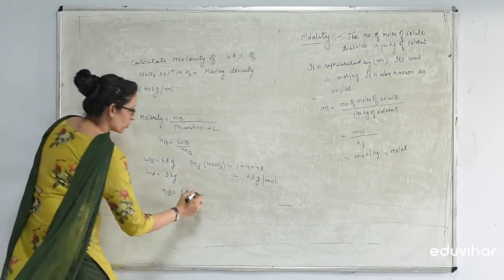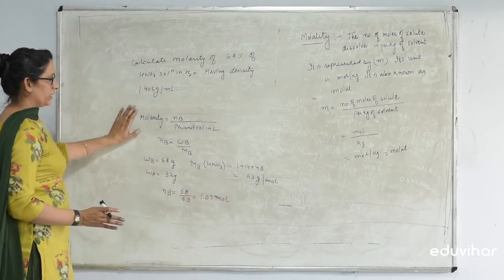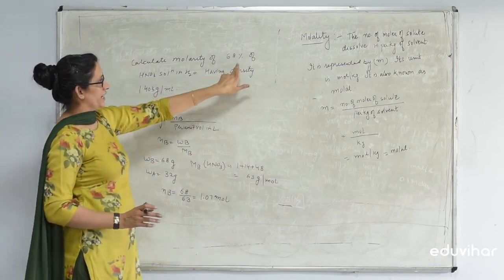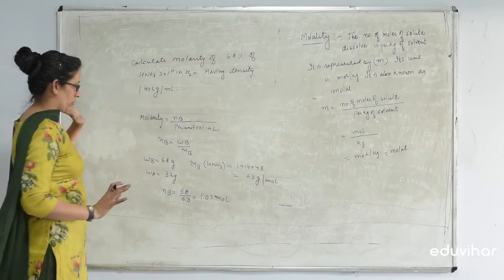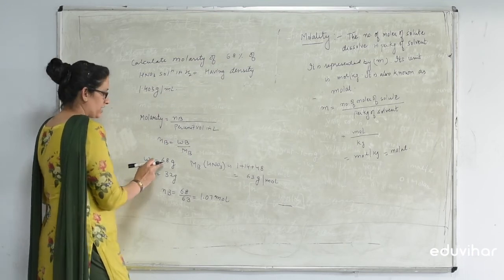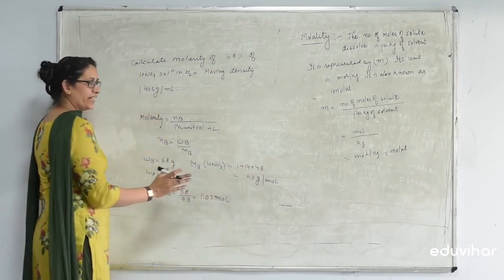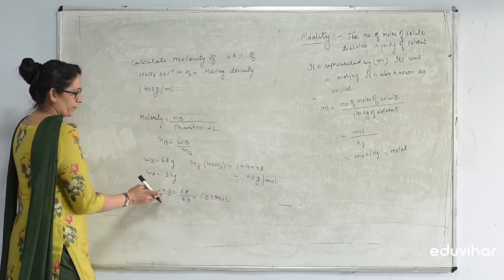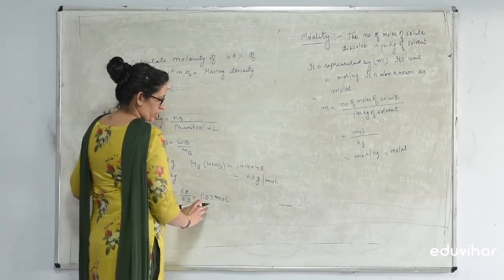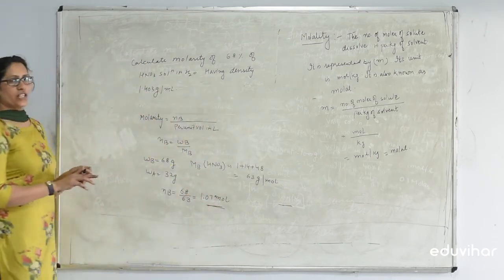It becomes 1.07 moles. I am again repeating: molarity is the number of moles per unit volume. According to the question, we have a 68% HNO3 solution. If we have 68%, that means the mass of solute is 68 gram. The molar mass of the solute is 63 gram per mole. We can calculate the number of moles: nB is equal to 68 by 63, that is equal to 1.07 mole. It means this solution contains this much mole of HNO3.